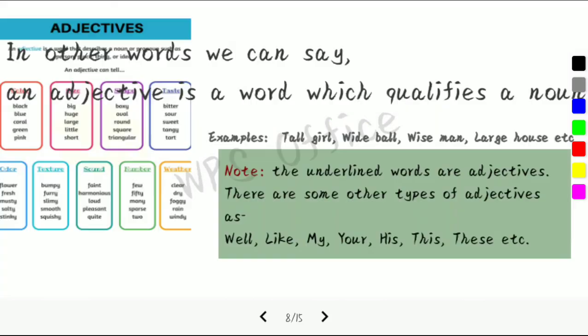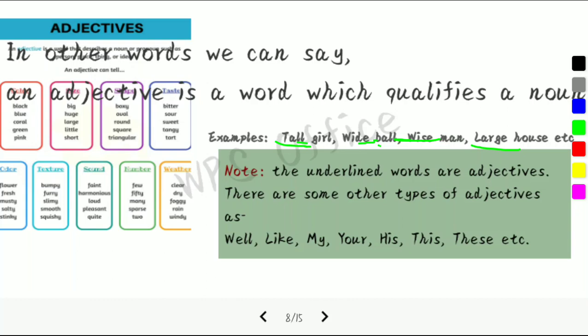All right? In other words, we can say an adjective is a word which qualifies a noun. For example, a tall girl, a white ball, wise man, large house, etc. Note here, tall, wide, wise, and large. These underlined words are adjectives.